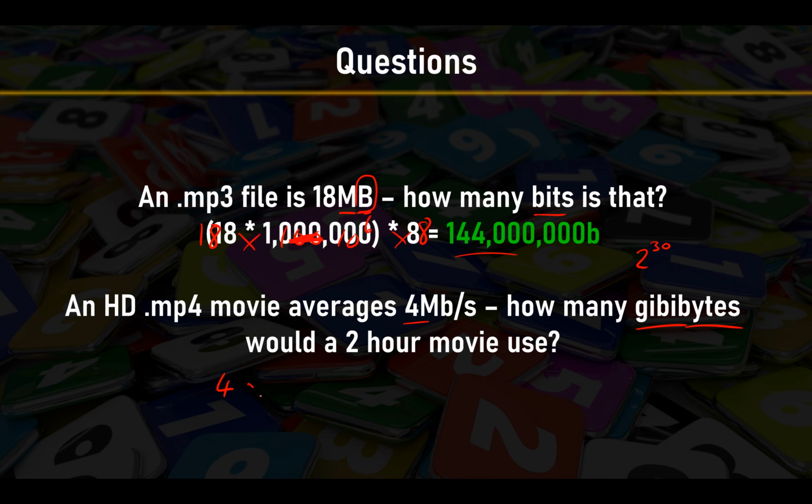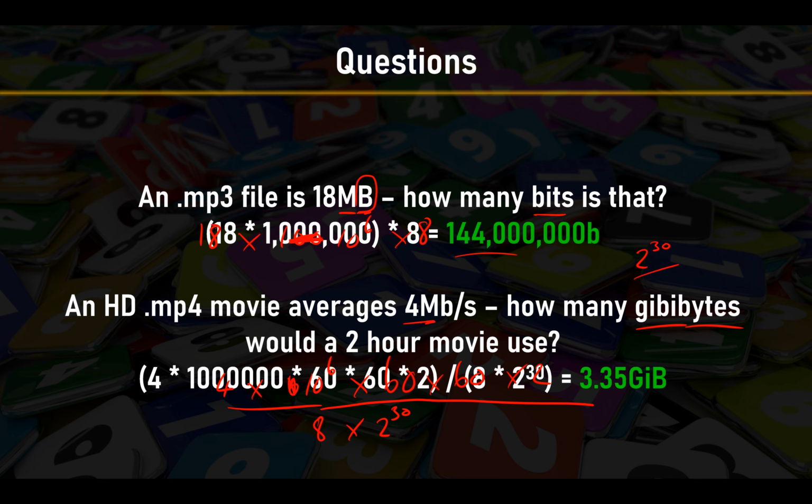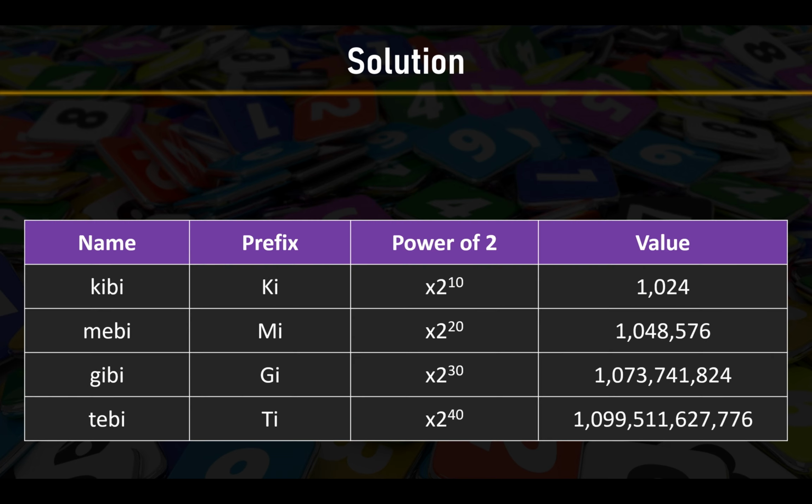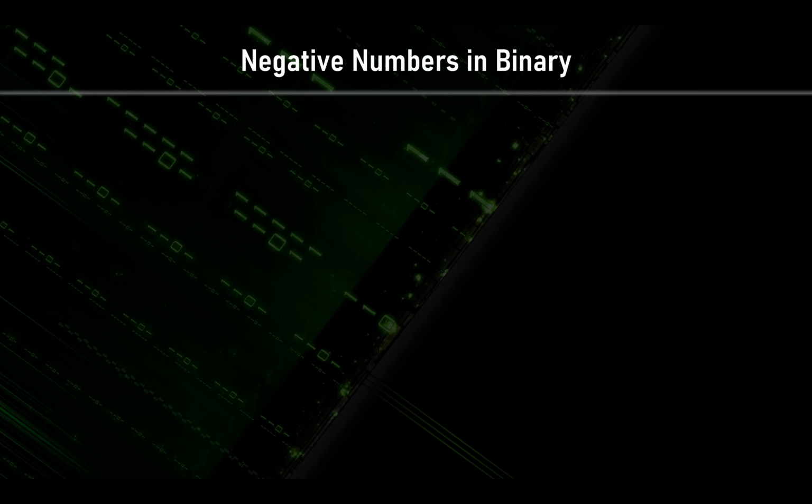the entire 2-hour movie. So that's 4, times 10 to the power of 6. This will be the number of bits for 1 second. If we do times 60, that'll get us 1 minute, times 60 again, 1 hour, times 2, that's 2 hours. Then we just want to divide by 8, that'll get us from bits into bytes, and then we'll also divide by 2 to the power of 30, just to get us Gibi. If we do all of that, that should get us the answer here.